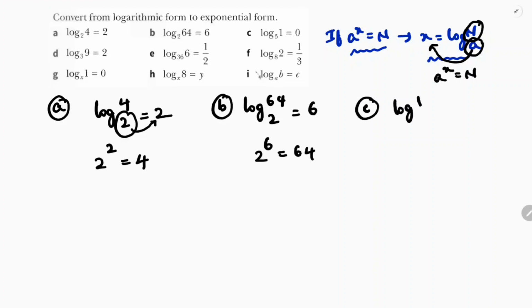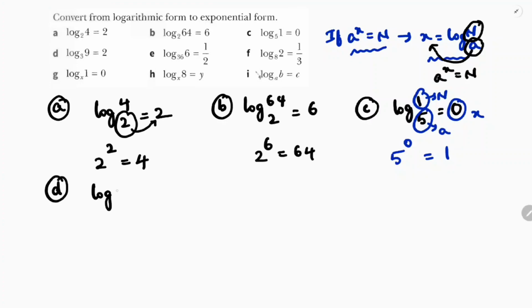In the same way, next question, logarithm of unity 1 to the base 5 is 0. Again if you compare, x equals log n to the base a, x is 0, n is 1 and a is 5. So exponential form is a power x equals n. So in place of a, I have 5, this is n, and this is x. So a power x, 5 power 0 equals 1. Next question, log 9 to the base 3 is 2. So if you write in exponent form, 3 power 2 equals 9, because in place of n we have 9. In log n to the base a, in place of a we have 3, equals x. So 3 power x equals n.